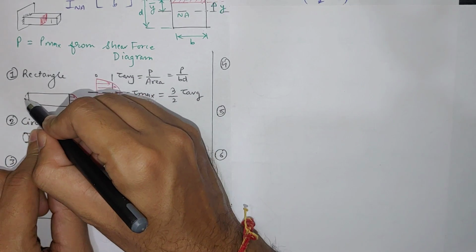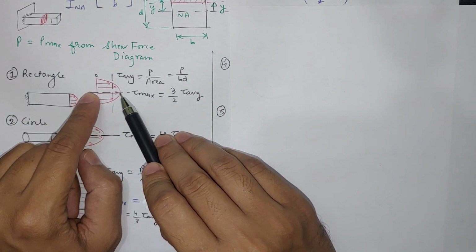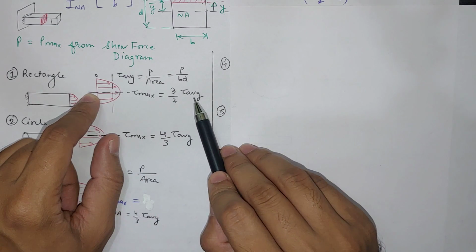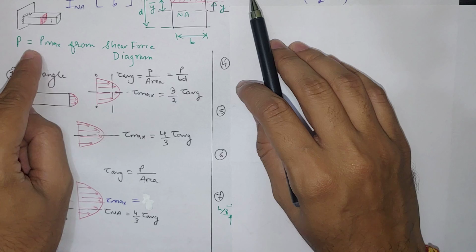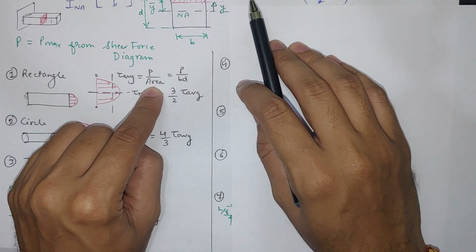So here the beam will be welded if it is a cantilever. Now if you see, the maximum value of the shear stress will be 3 by 2 tau average. And tau average, you know, will be simply this P maximum divided by the area.